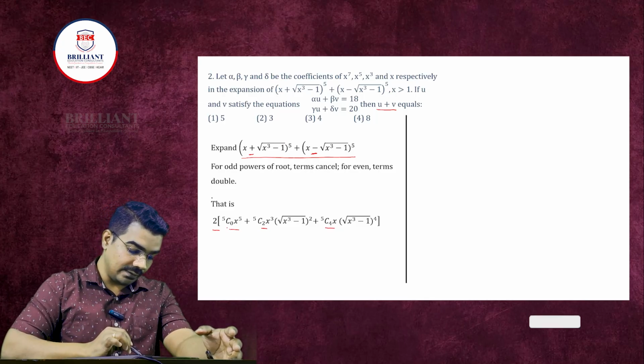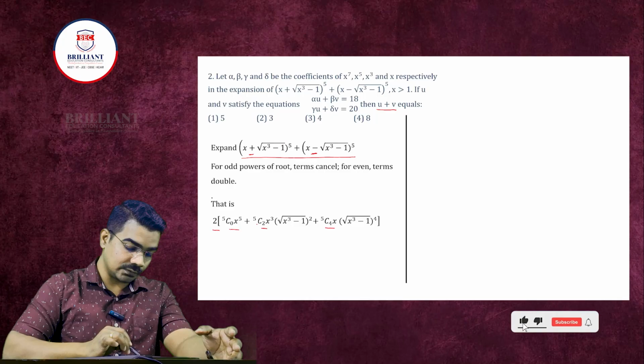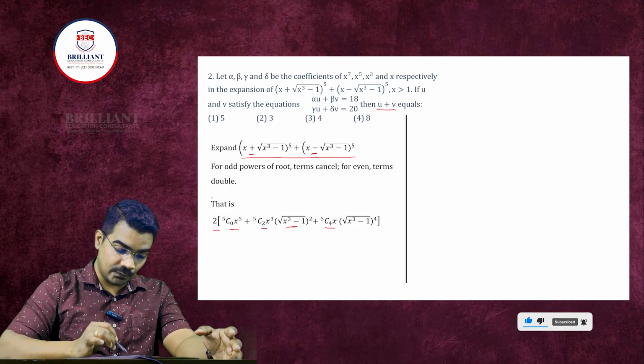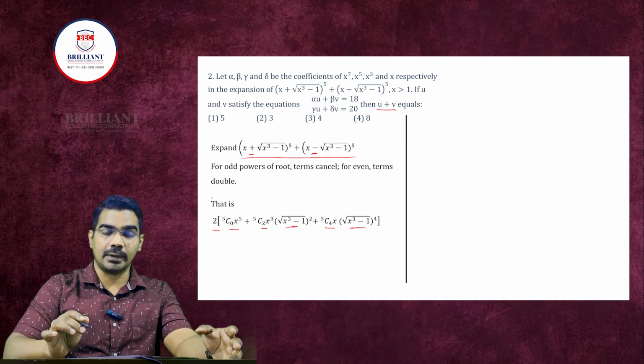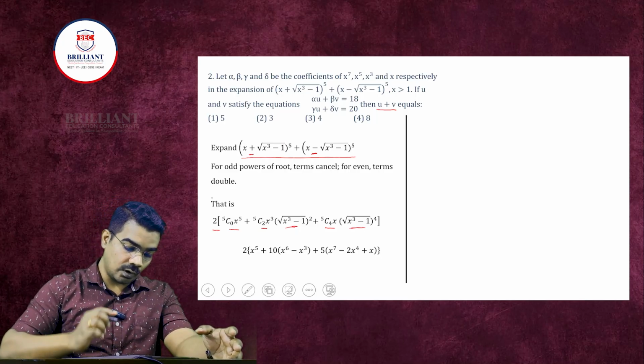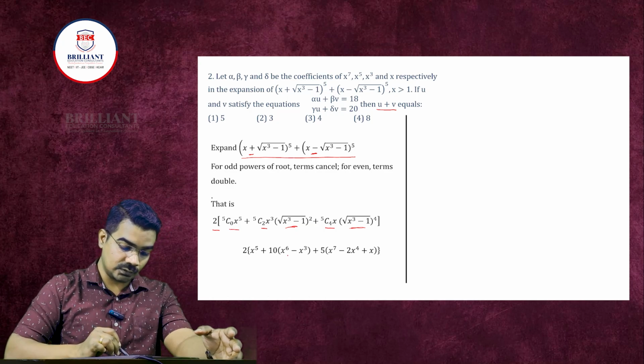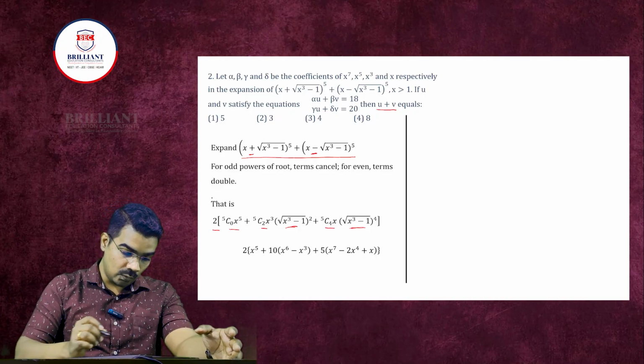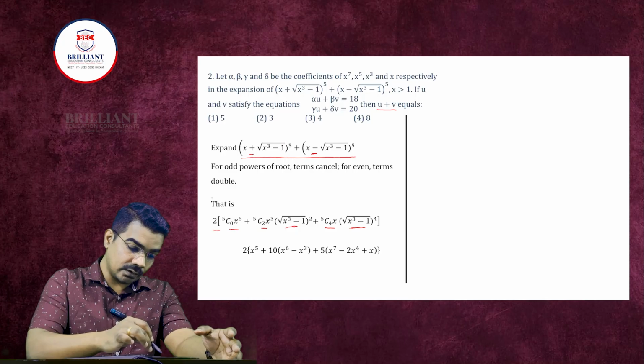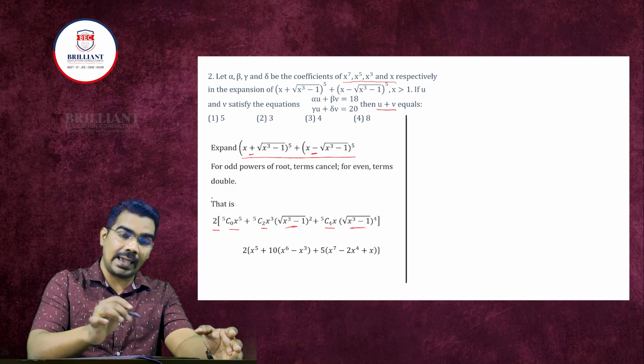2 into 5C0 x raised to 5 plus 5C2 x cube, then the root term is coming, 5C4 x into again the root term is coming. So when you solve this, you will get 2 into x raised to 5 plus 10 into x raised to 6 minus x cube plus 5 into x raised to 7 minus 2x raised to 4 plus x. So now we can equate the coefficients of x raised to 7, x raised to 5, x cube and x.